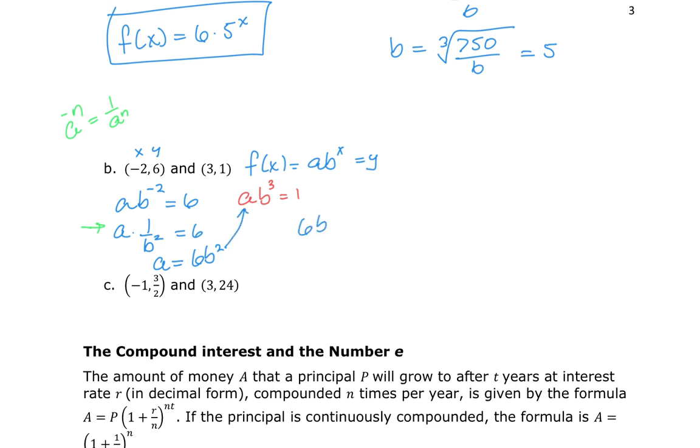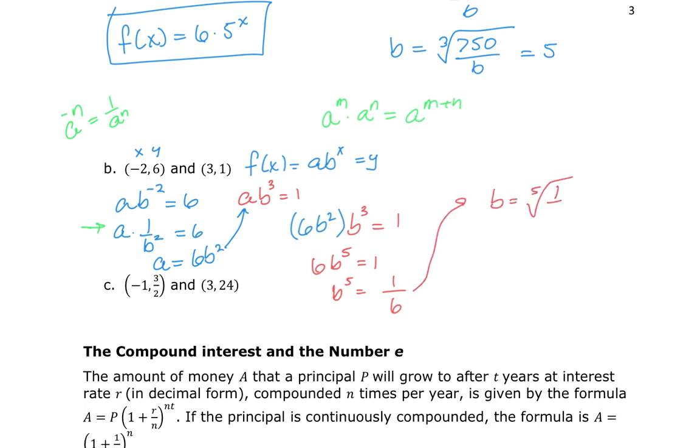So I have 6b squared multiplied by b cubed is equal to 1. So I have 6b to the 5th is equal to 1. And the rule that has allowed me to do that is if I have a to the m multiplied by a to the n, this is a to the m plus n. So I added exponents. So then b to the 5th must be 1 over 6, divided on both sides by 6. So then b must be the 5th root of 1 over 6.